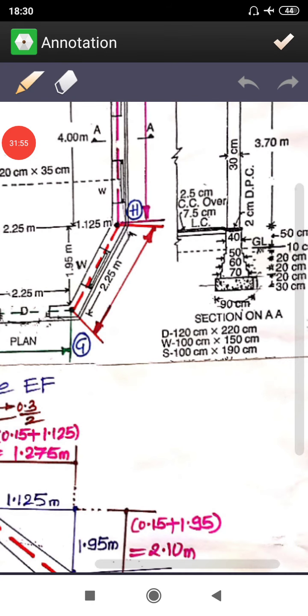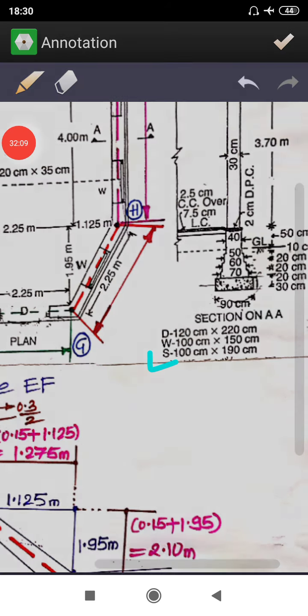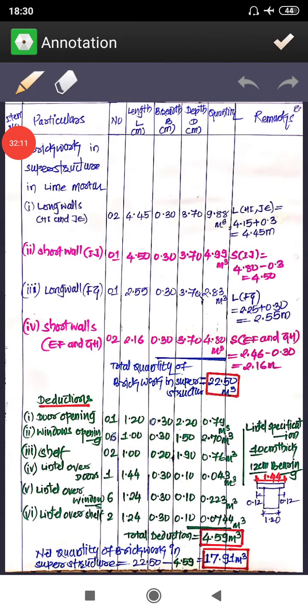Now if you see this here, they have given the sizes of doors, windows and shelves. Door size is 1.2 into 2.2, window is 1 meter into 1.5 and shelves is 1 meter into 1.9. Now I'll be taking these dimensions here, right. So door I have shown.